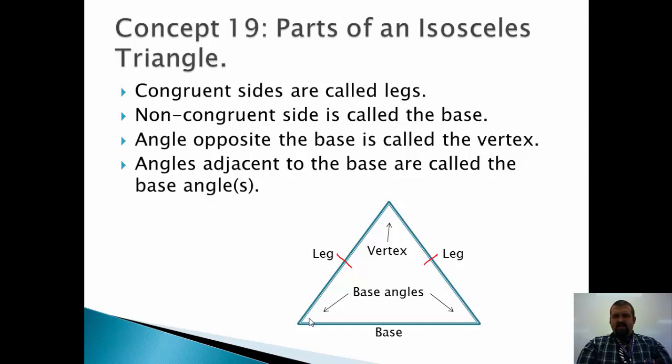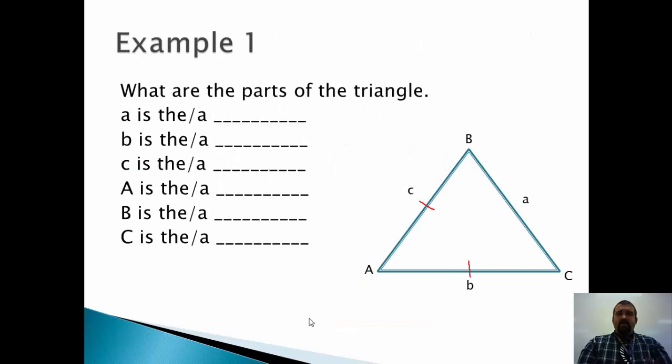There is something unique about the base angles and the legs, but right now I'm going to ask you to simply identify the parts of this triangle. I've labeled these angles as A, B, and C, and these sides as A, lowercase b, and lowercase c. So A is the blank. Go ahead and try this real quickly.